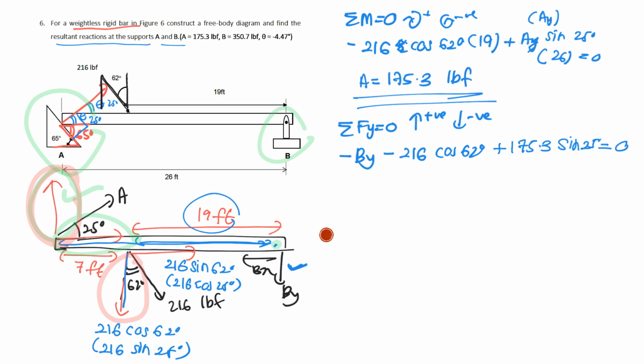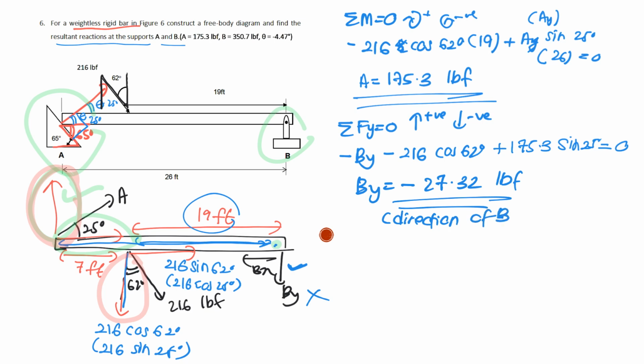Okay, so you are going to get your BY, negative or positive, negative 216 cos 62 plus 175.3 sine 25. So you are going to get 27.32, and my answer is negative. Yeah, I get negative value for this one. What does it mean? It means that my assumption is wrong. So supposedly the correct direction to balance out the y component, I need to put here direction of BY should be upward.